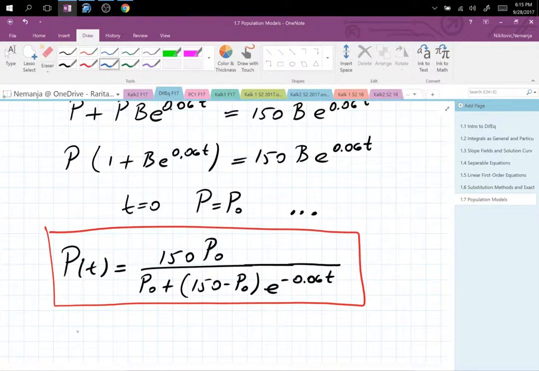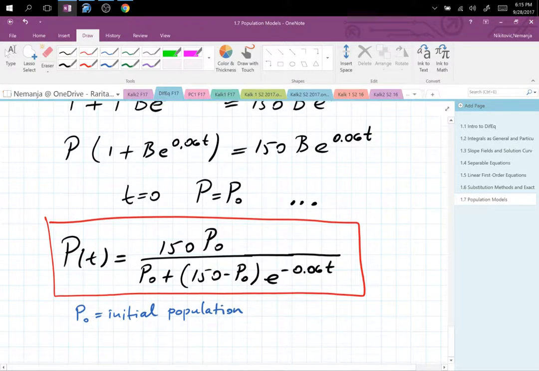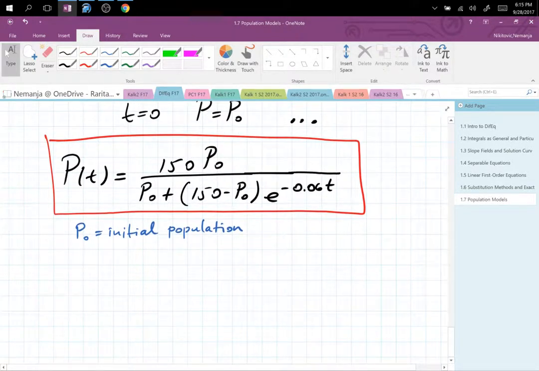P0 is the initial population. The rest are all constants. P of t, obviously, is the population at any given time t.